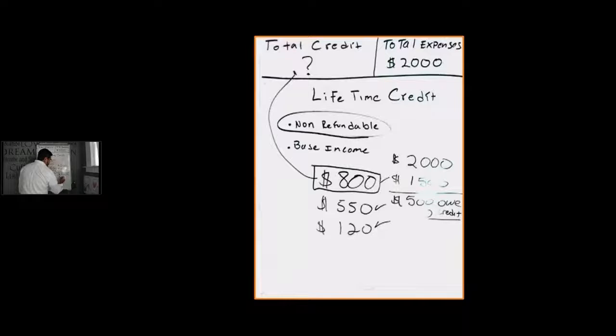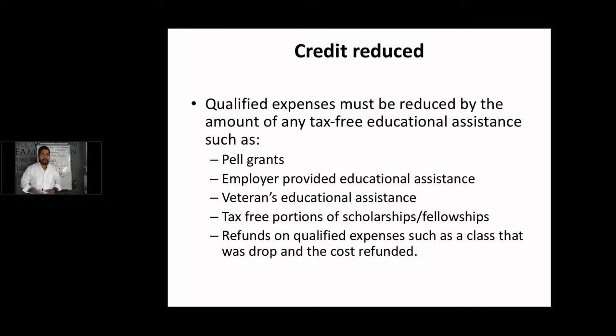Credit. So you owe zero. Of course, if you do that math, 800 minus 500 equals 300, but there's no additional. Remember, there's no additional. The difference they're not going to give you, because it's non-refundable. All right, let's talk about the credit.